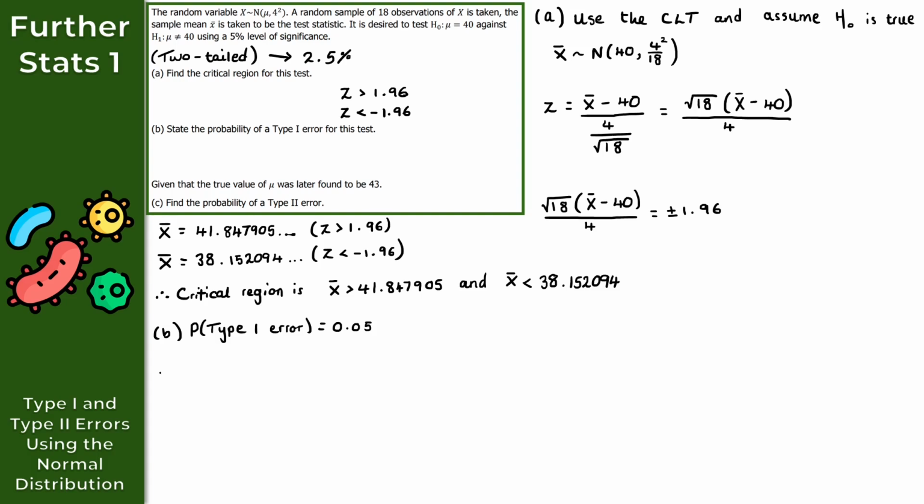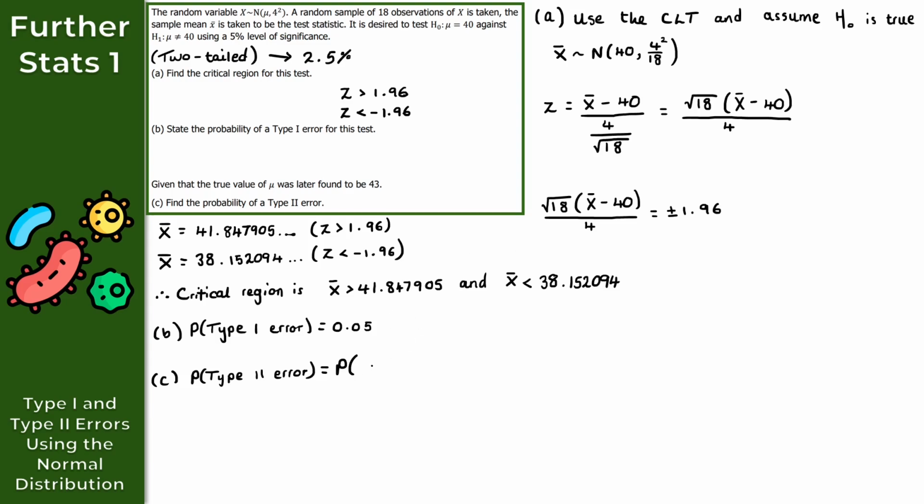And then finally for part C, it says, given that the true value of mu was later found to be 43, find the probability of a type 2 error. Right, so for the probability of a type 2 error, let's write this down. What do we require here? Well, I require the probability that our x bar variable is between these two values. In other words, we're not within the critical region.